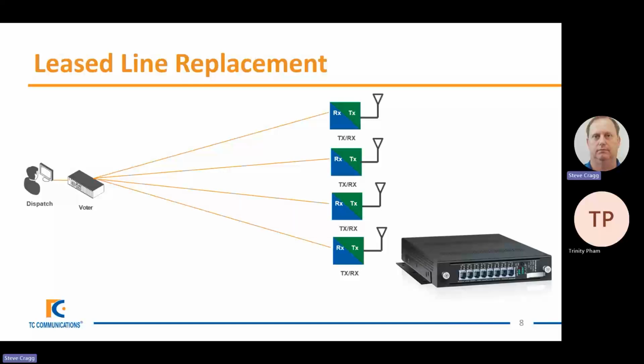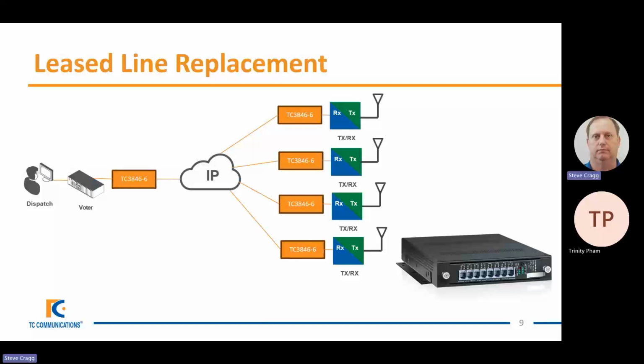So here we have 4 sites, each with a single channel, going back through a voter and a dispatcher. This is, I guess, pretty typical. Obviously, you would have some sites that probably are just receive-only sites, but this is just for illustrative purposes. So we want to take away the leased lines.